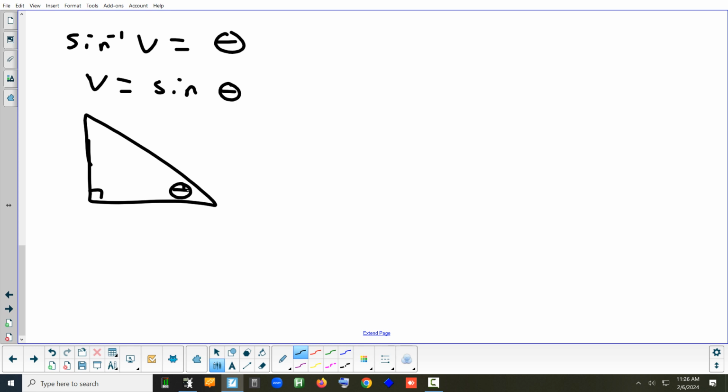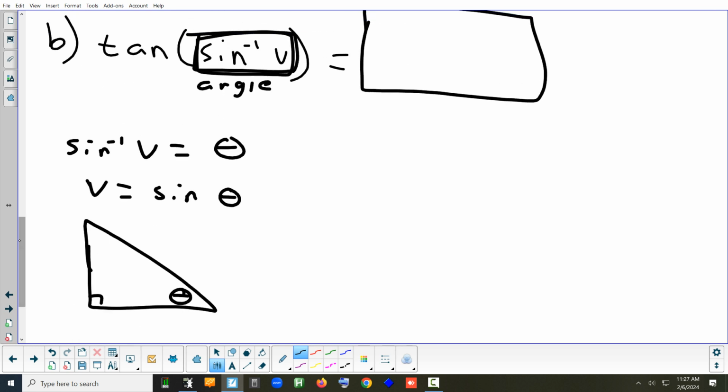It doesn't matter where you put the angle. It just has to be one of the acute angles. Top, bottom, you can draw your triangle this way if you want. It doesn't matter how you do it. Okay, so they're telling us that the sine is equal to V. So that means what two sides have they given us? Opposite and hypotenuse. So you need to put something here and something here so that when you do the opposite divided by the hypotenuse, it comes out to V. So what could you put in each of those spots?